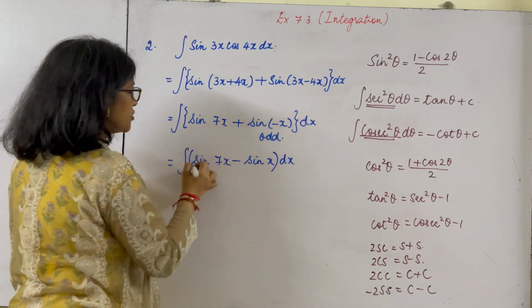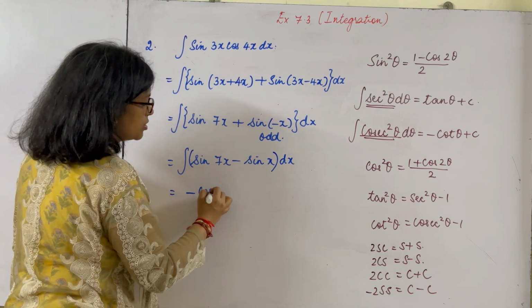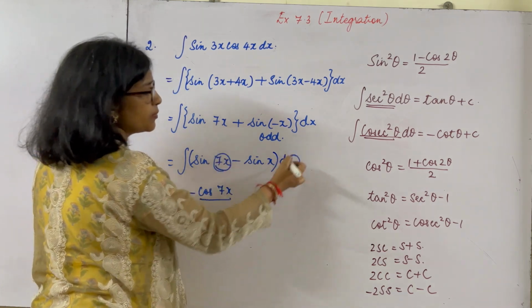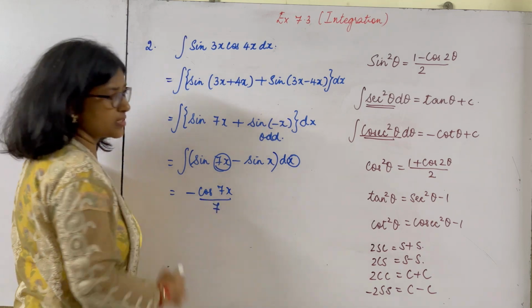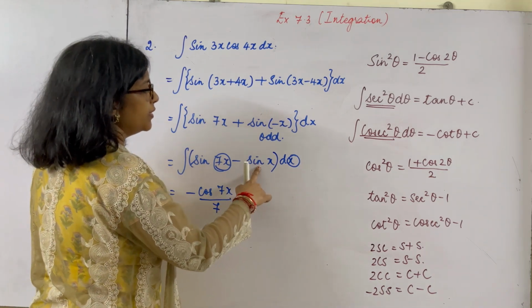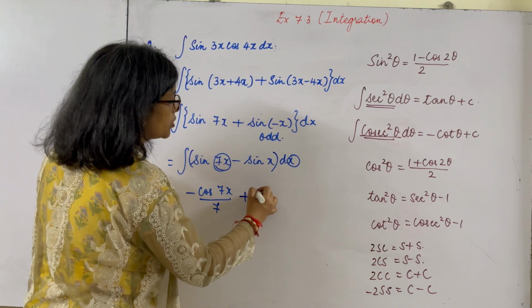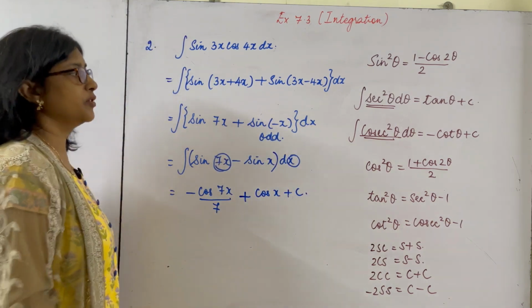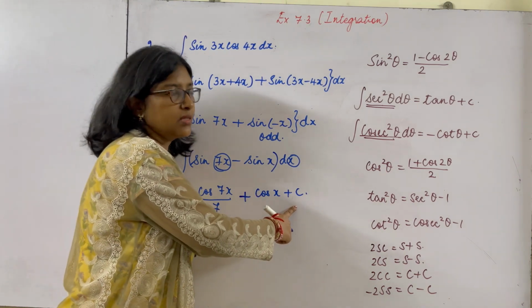Now what is the integration of sine function? It is minus cos. And like the previous question, because this is 7x, the variable is x, we will differentiate 7x in the denominator. Integration of minus sine x, one more minus sign, so plus cos x. And of course, the integration constant is there.